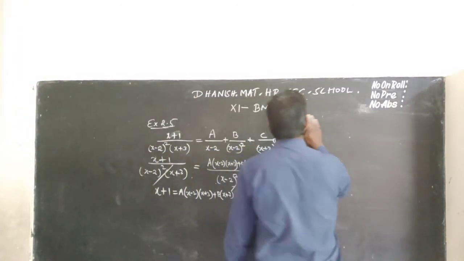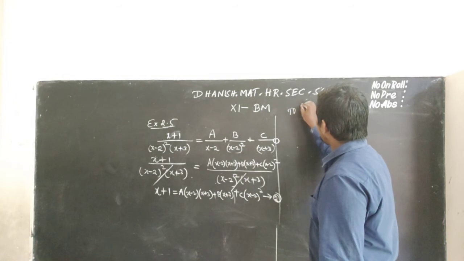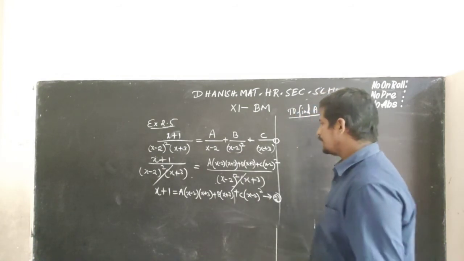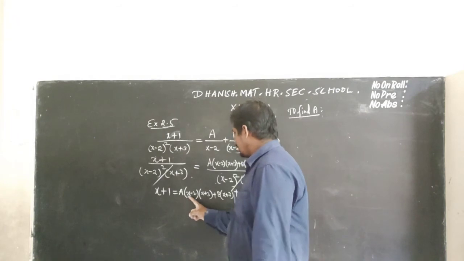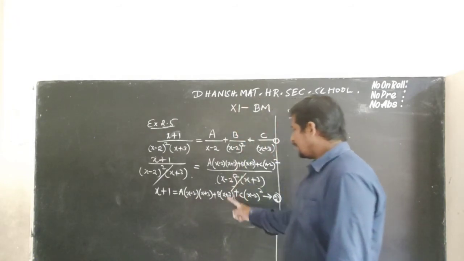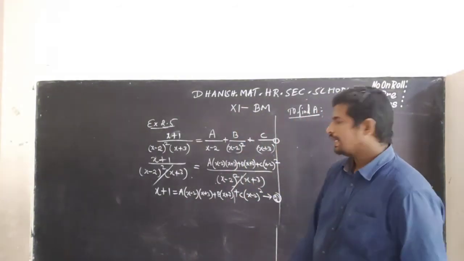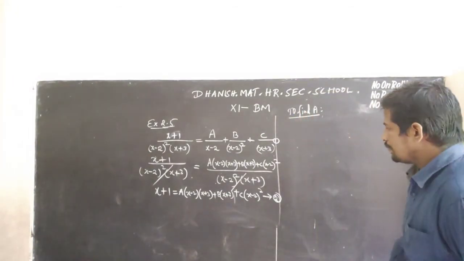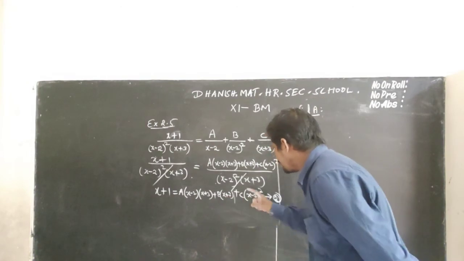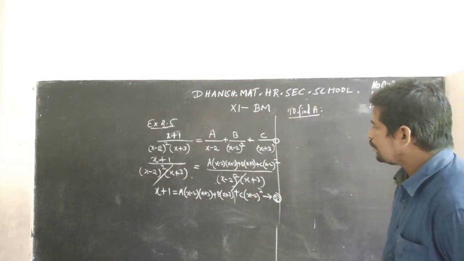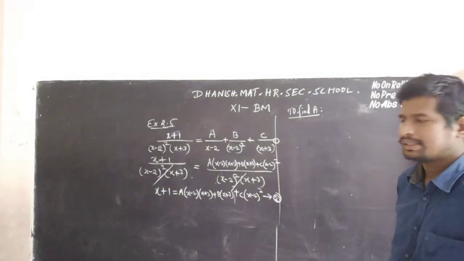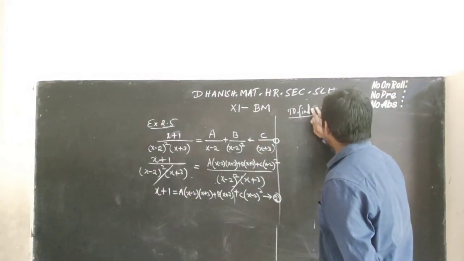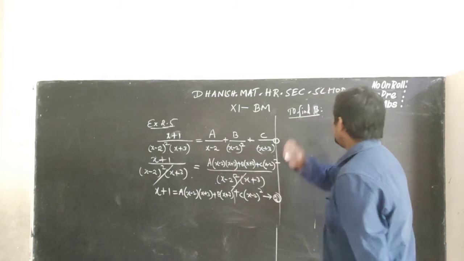Now, to find a, if you want to find a, the remaining terms should become 0. Here our remaining terms are b and c. So look at the b and c terms. Here there is no common factor. So better we can find b first.